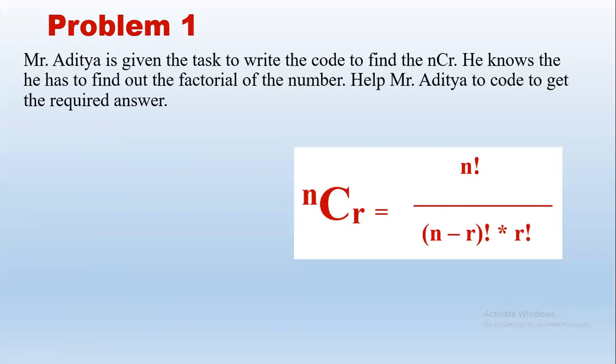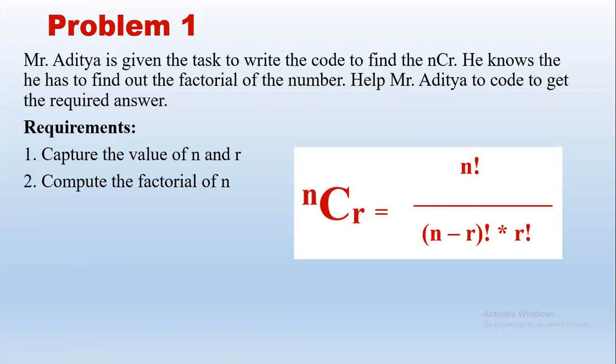It is given in the question. What are the requirements? The requirement is first to capture the value of n and r. That is the input. Input is the value of n and the value of r. Say we give 5 and 3. So we have to find 5C3, for example.